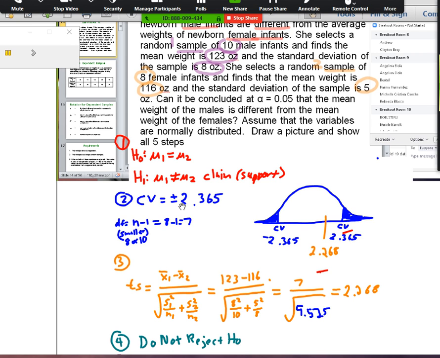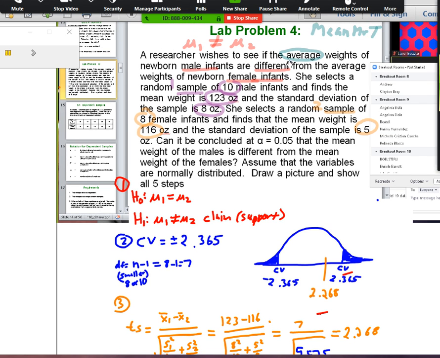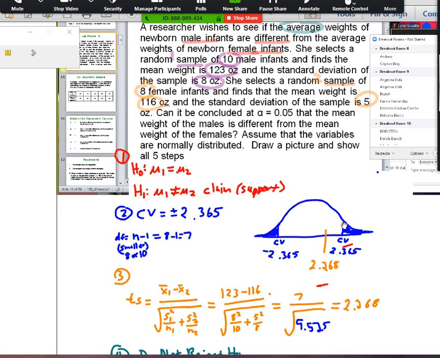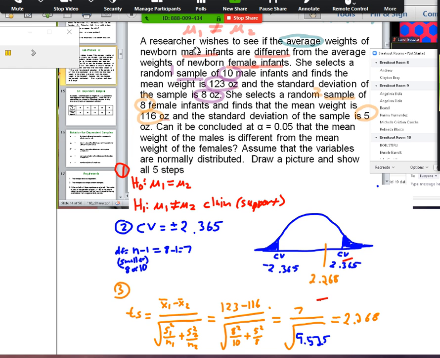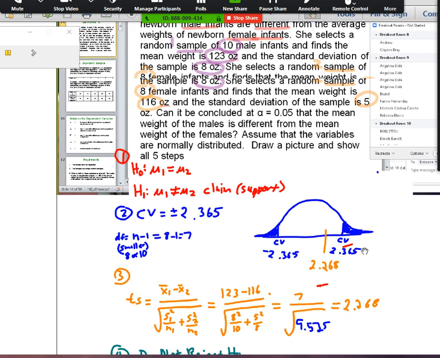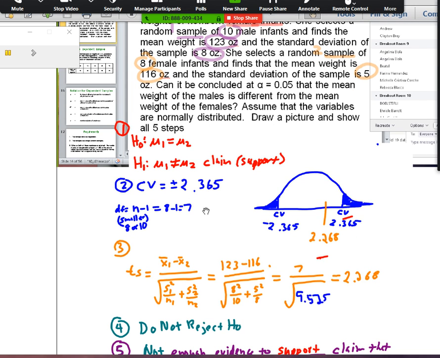My critical value, degrees of freedom, n minus 1. So the smaller between, I have 8 female infants and 10 male. I'm going to take the smaller one, 8. 8 minus 1 is 7. So this is not equal to. Everybody see this part here? My claim was differs, which makes my claim not equal to, which makes this a two-tailed test. That's how we get the two-tailed. You've got to look at the claim. The claim is differs, different. Different means less than or greater than, either one. So it's a two-tailed test, degrees of freedom 7, alpha is 0.05.